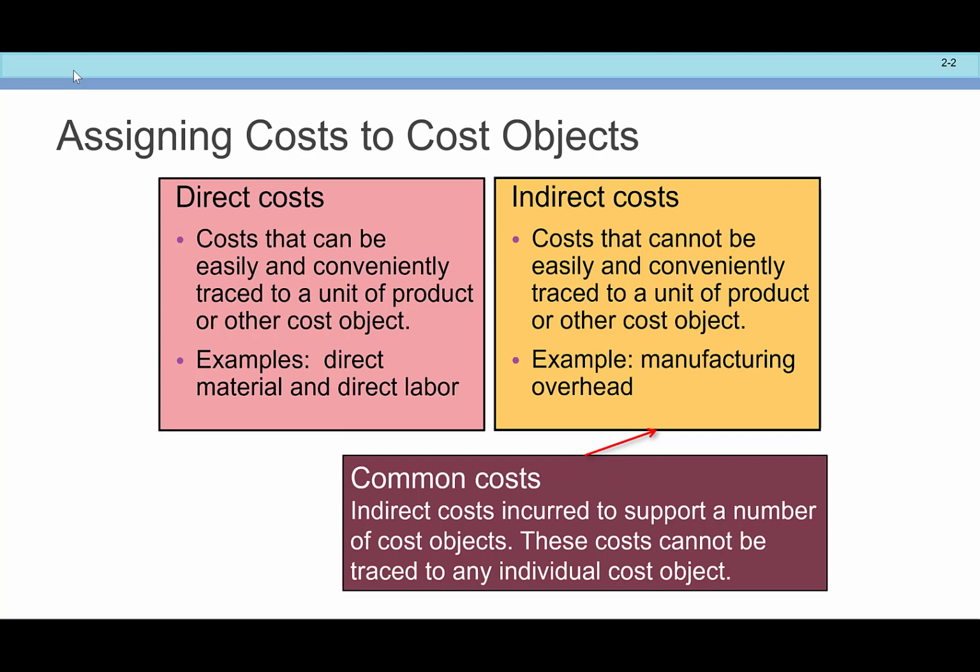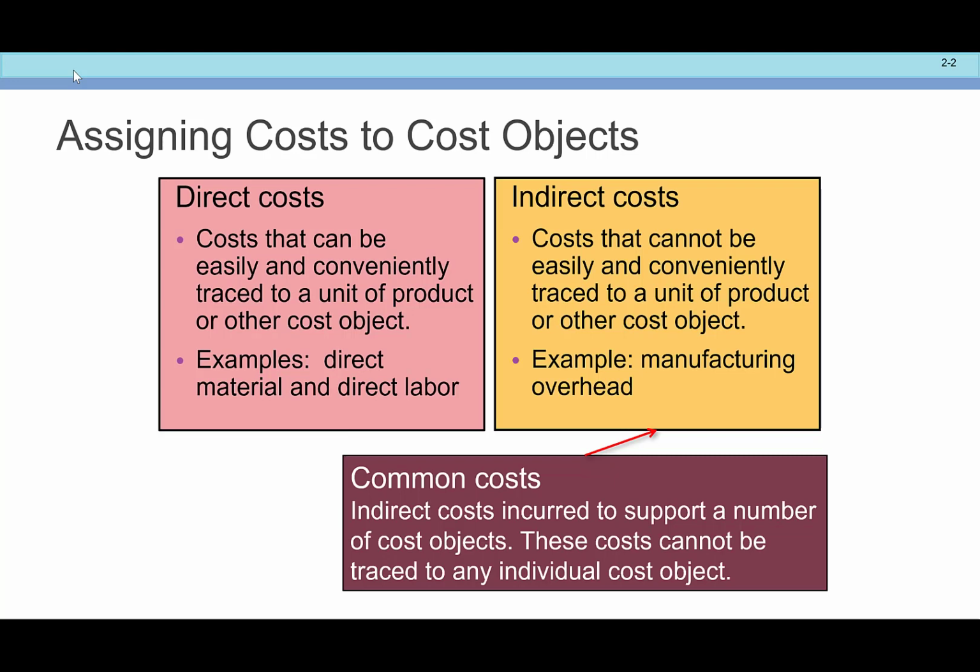Now, when we look at costs, we can put them in two broad categories. We can either put them in the category of direct or indirect. Often students are looking for some precise definition of direct versus indirect, and it's really more a matter of how difficult or how easy it is to trace a cost to our product. So if a cost is relatively easy to trace to our product, then we treat that as a direct cost, we can directly relate it to the production of our product.